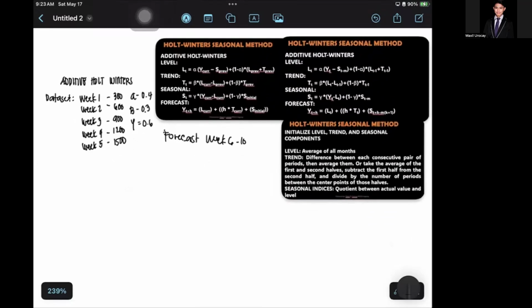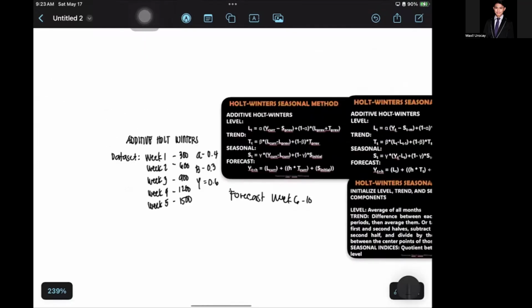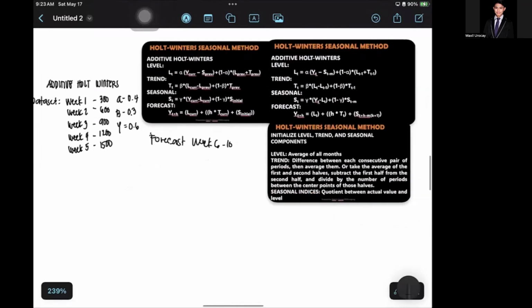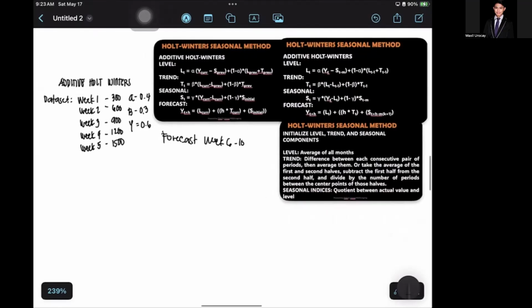If you don't know how to interpret this one here, the Yt minus St minus m, there is Y current and S prev that we will begin to deal with. So how to work on this? Actually, it is really basic or simple that we could work on this carefully. Now, what we have to do, we have to initialize first. How to initialize? There will be a trend, there will be a seasonal, and there will be a level that we'll be going to deal with.